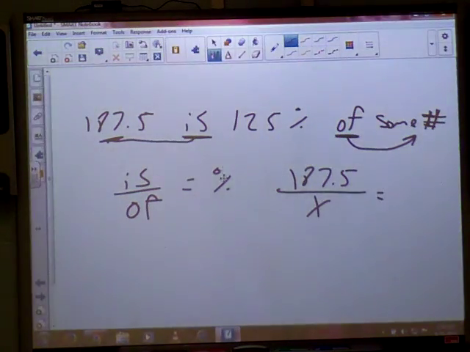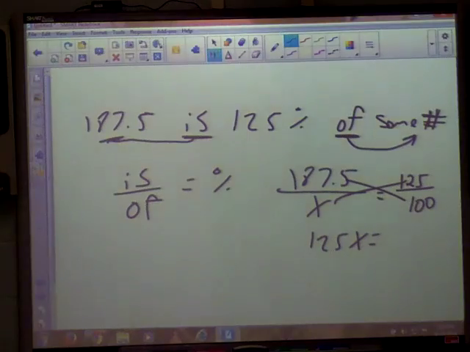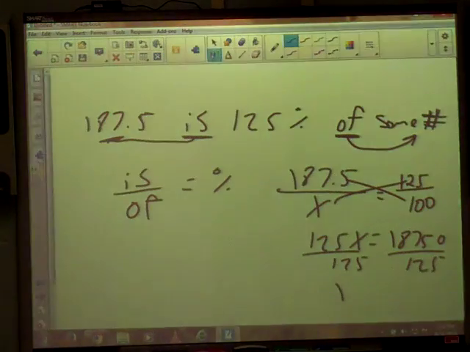Okay, now when I set this up, equals 125%, what are all percentages based on, even if it's bigger than it? Say, 100. So it's going to be 125 out of 100. Okay, I just made a proportion, didn't I? How do we solve proportions? Cross multiply. So I got 125x is equal to 18750. Let's divide by 125. And what was our x? 150.